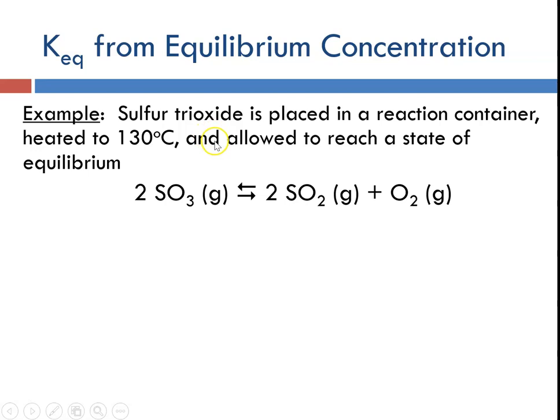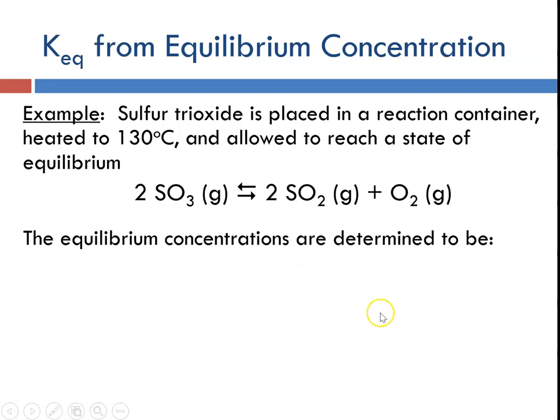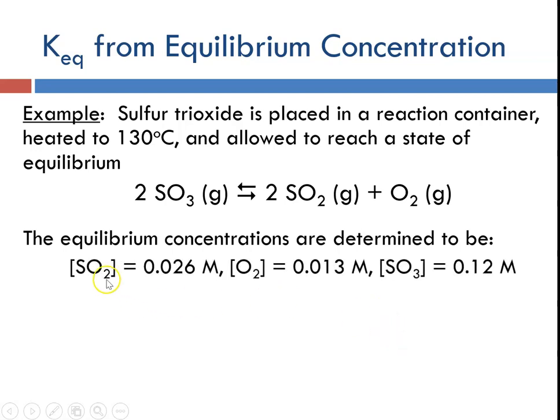Example: sulfur trioxide is placed in a reaction container heated to 130 degrees C and allowed to reach a state of equilibrium. So here we see two sulfur trioxides form two sulfur dioxides and oxygen, and everything is in the gas phase and it reaches equilibrium. The equilibrium concentrations are determined to be, here's sulfur dioxide, here's oxygen, and here is the sulfur trioxide concentration. Notice they're all expressed as molarity.